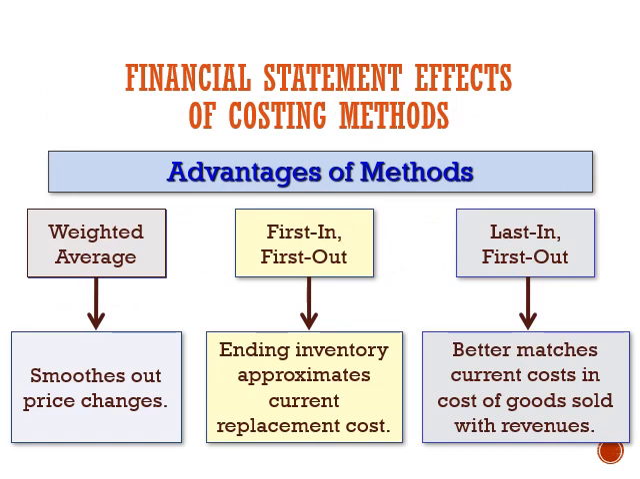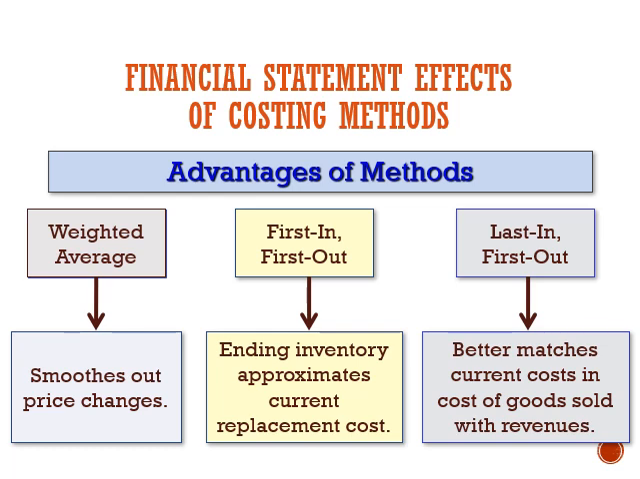Finally, before I end the discussion, I just want to highlight to you a comparison in terms of the advantage that each method has. The weighted average method smoothes out peaks and valleys in price changes that may occur during the period. FIFO does a great job of valuing ending inventory at an approximate replacement cost, meaning, since we sell the earlier batches first, what is left are the most recent batches with the most recent price.